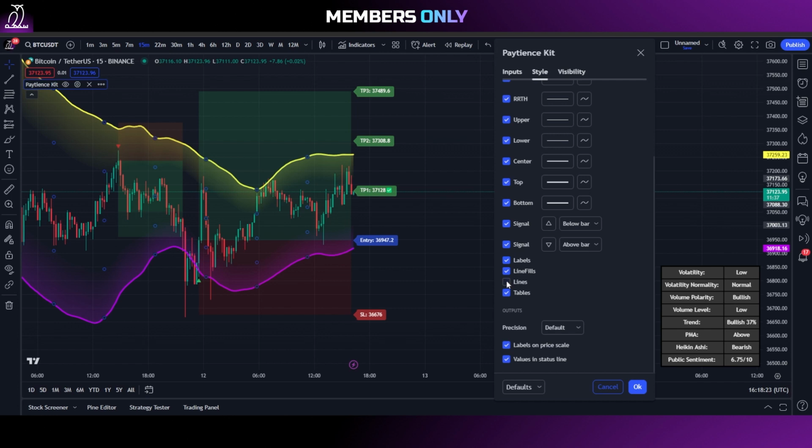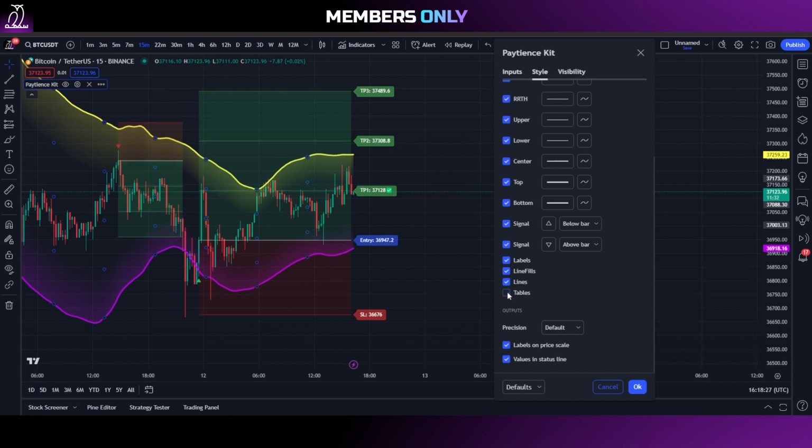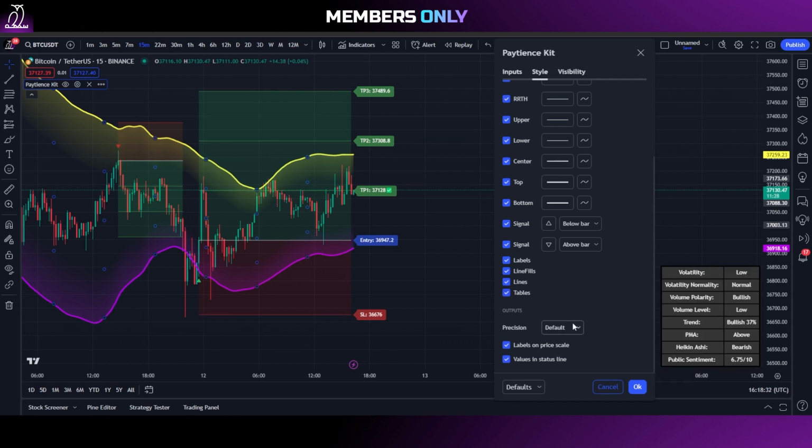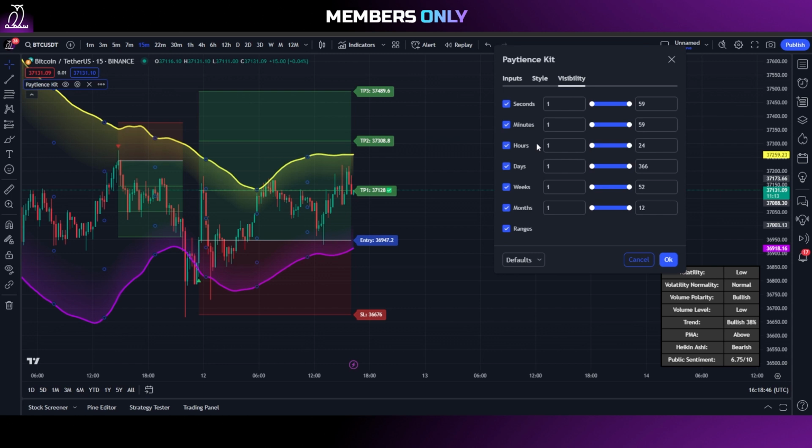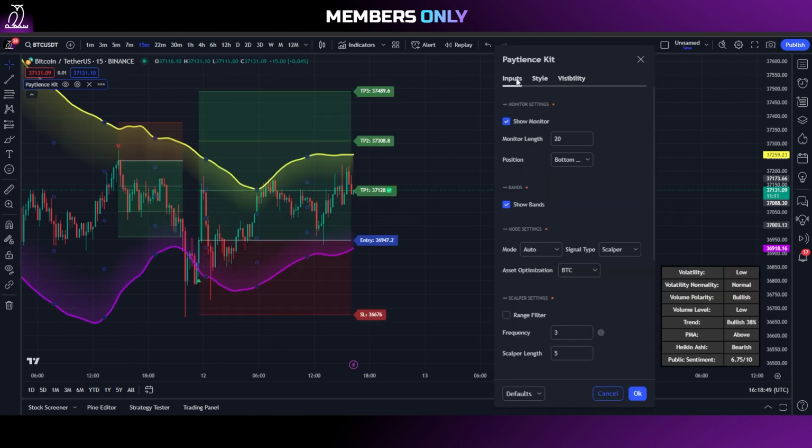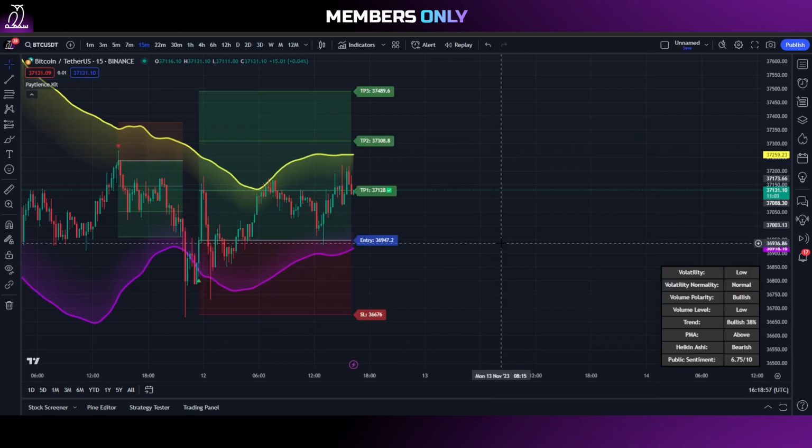Now, lines, we can also turn off the take profit and stop loss lines, and then the table is the monitor there, which we will have our tutorial for. And then the visibility tab, there's nothing really to play with there. So that is the full tutorial for the Paytience kit.